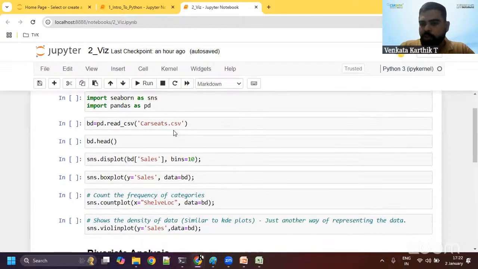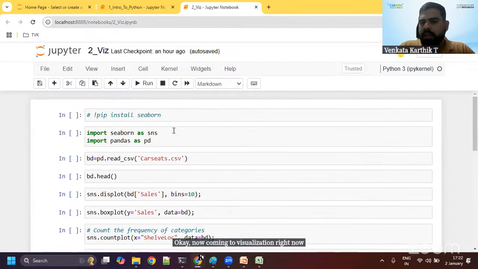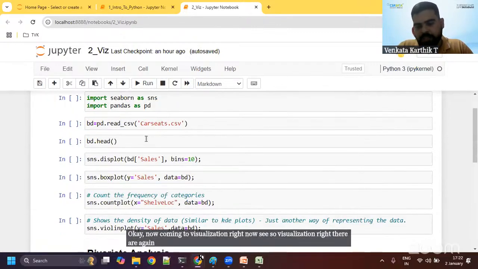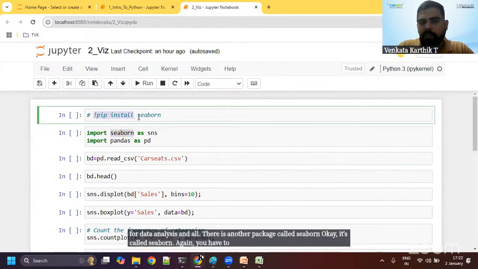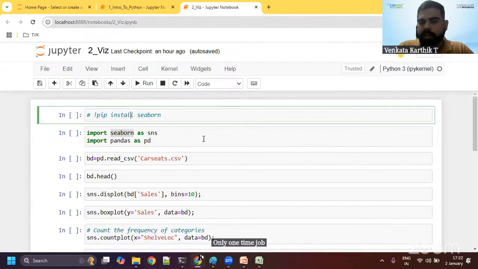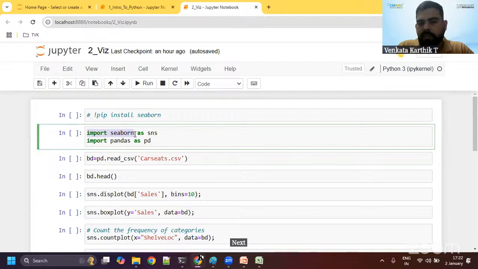Now coming to visualization. There are separate packages for visualization. Just as we use pandas for data analysis, there is another package called Seaborn. Again, you have to install this package. Same thing, pip install seaborn. It's a one-time job. Once you do it, you don't have to do it again and again. Next time you can just say import seaborn.